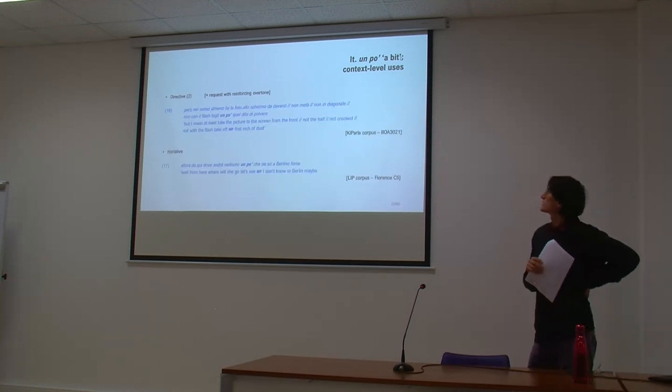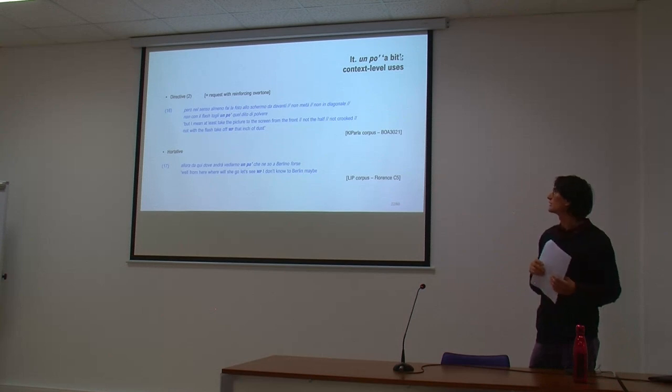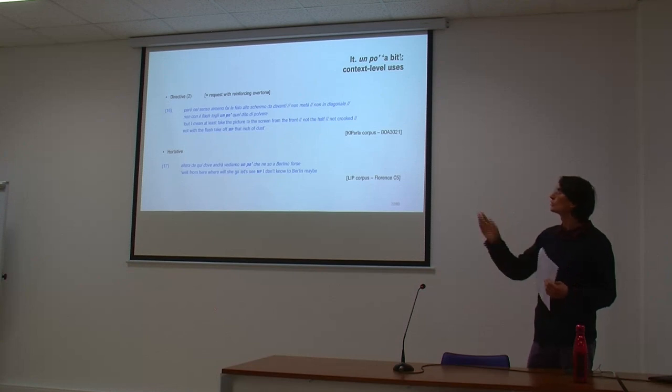In 16 there is another directive which is very similar to the other one. The only difference is that here it has a reinforcing overtone. Two friends are talking about taking a picture to a screen. The screen is covered with dust, and one friend asks the other to take off the dust from the screen, and he says "togli un po' quel dito di polvere." Again, it's not asking to remove just a part of the dust. No, it's asking to remove the dust, but it's a request, and in this sense it's marked with un po'.